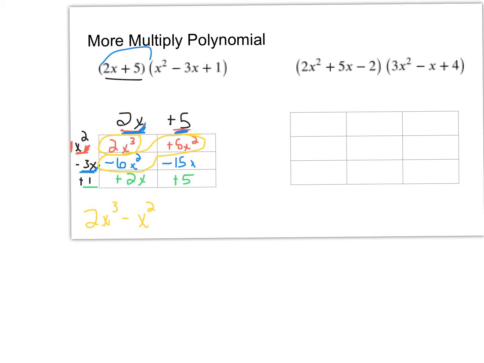Okay. So now let's go to the regular x's. So we're going to have 2x minus 15x, negative 13x.